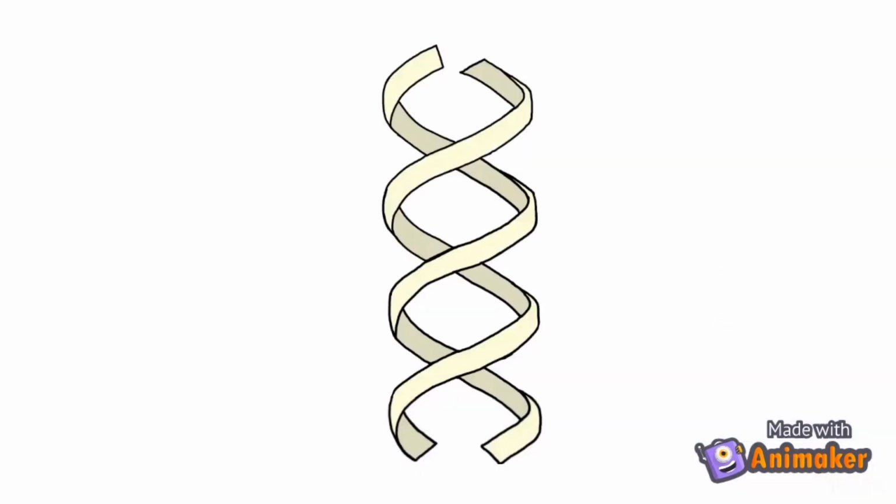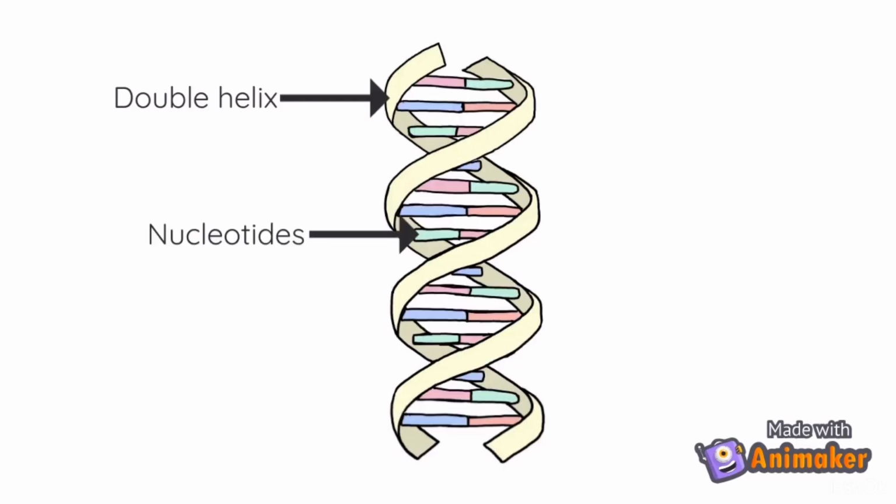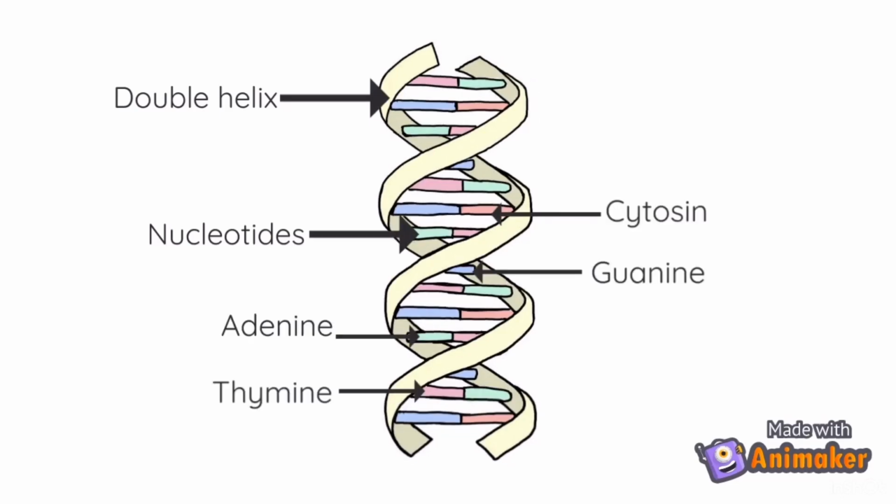A strand of DNA looks like a double helix, connected together by nucleotides. Nucleotides are connected by hydrogen bonds. There are 4 nucleotides: adenine, represented using the capital letter A, thymine, represented using the capital letter T, cytosine, represented using the capital letter C, and guanine, represented using the capital letter G.